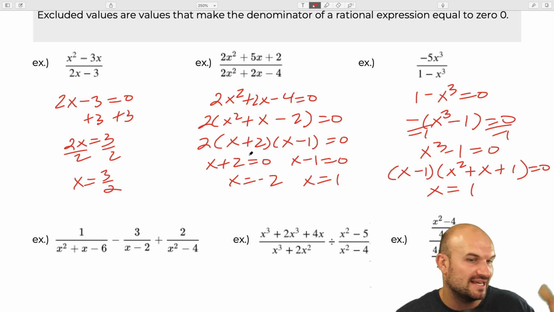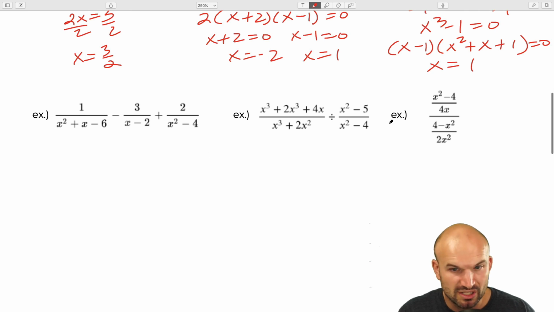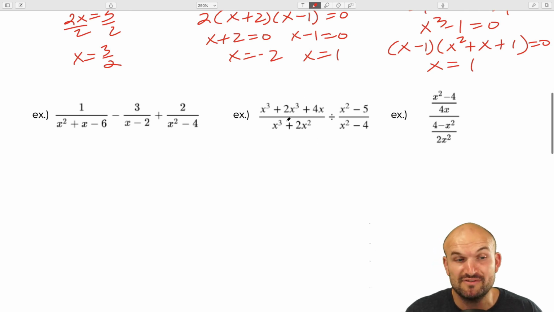It doesn't matter if they get divided out or not. When you're just trying to find excluded values, you're setting the denominator equal to 0. Obviously, if it's an asymptote or hole, it makes a difference if it gets divided out or not. Now, when we're looking for multiple expressions, we need to do this for every single one.